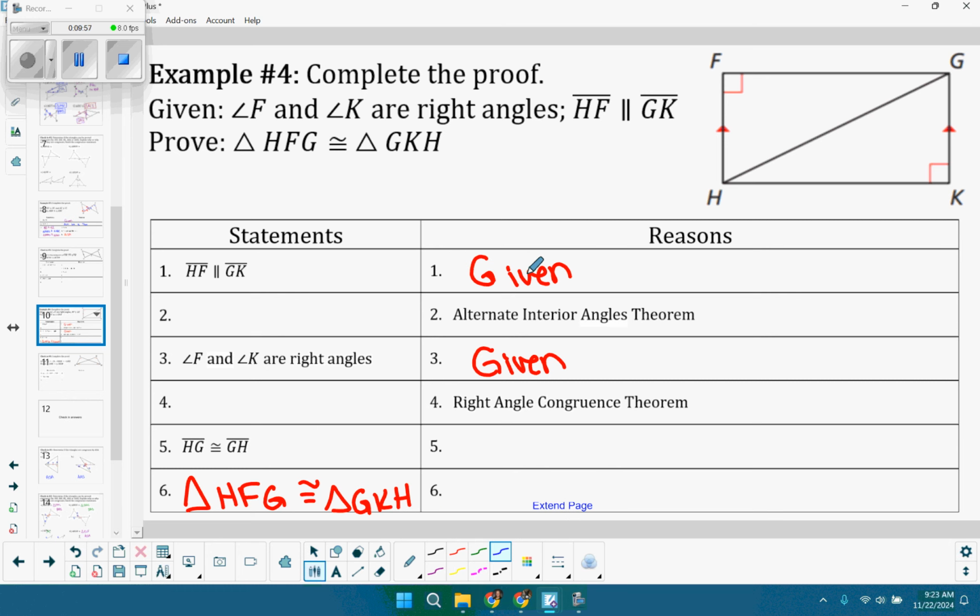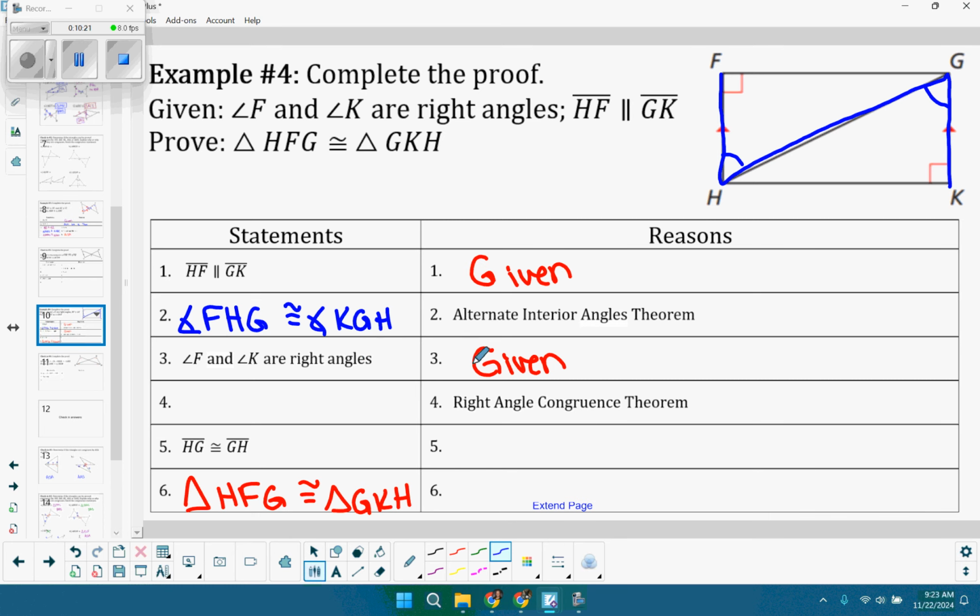So we are given we have a pair of parallel lines. So these parallel lines, if I trace them, allowing me to see that my alternate interior angles should be these two. So that's going to be angle FHG and angle KGH.